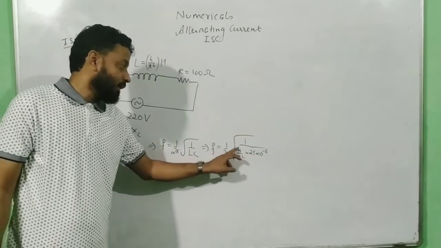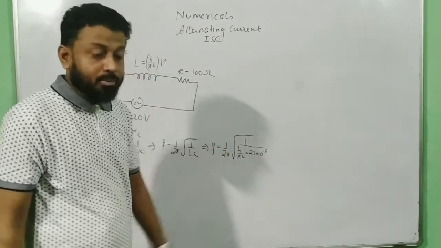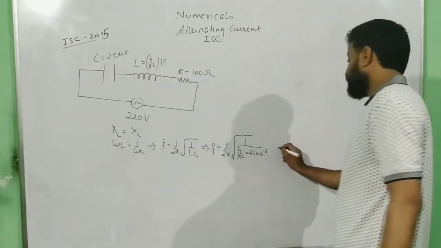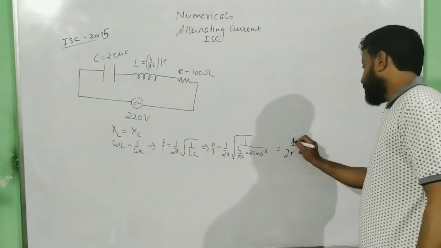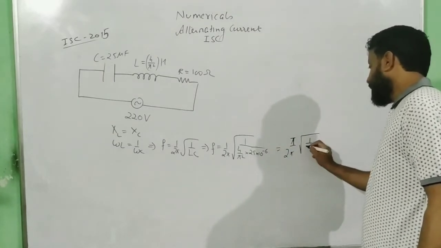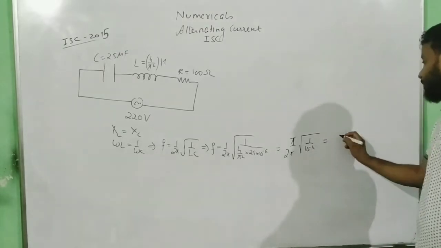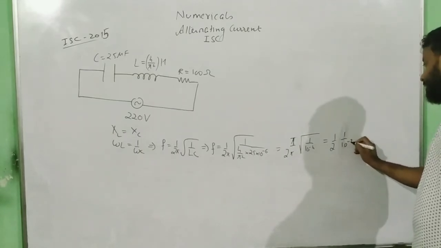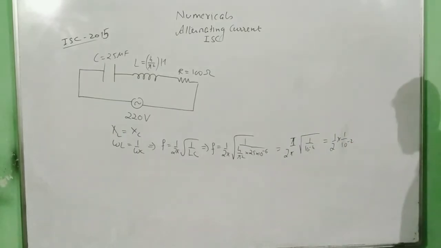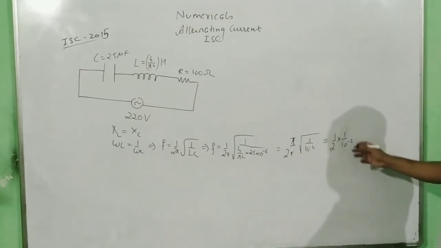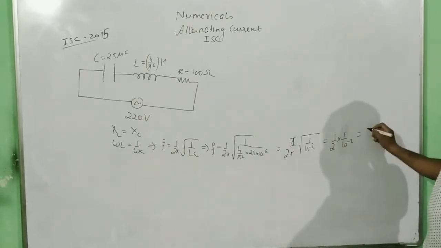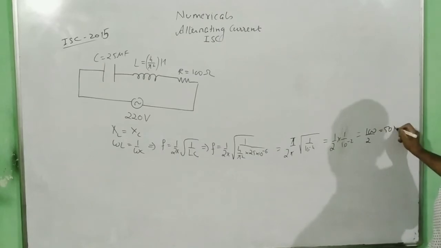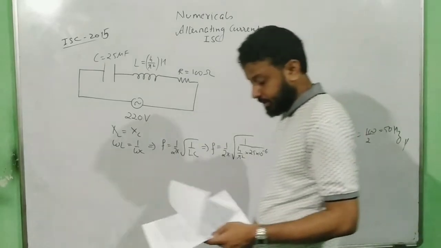25 into 4 is 100. 100 into 10 power minus 6 is 10 power minus 4. If you take the square root out, you will get 1 by 10 power minus 4, and that is equal to 1 by 2 into 1 by 10 power minus 2. You can take this at the top, so it becomes 100 divided by 2, and that is equal to 50 hertz. And that is the final frequency.